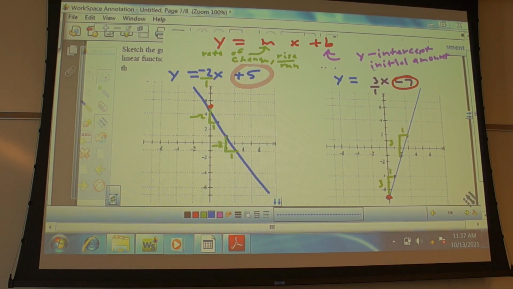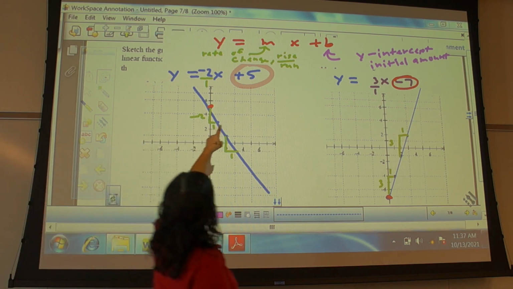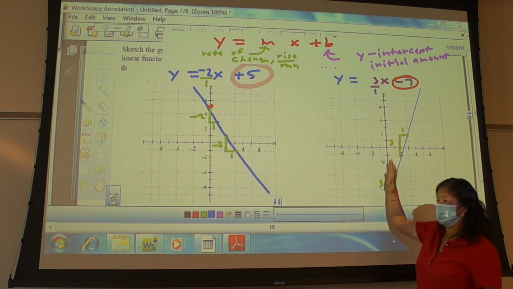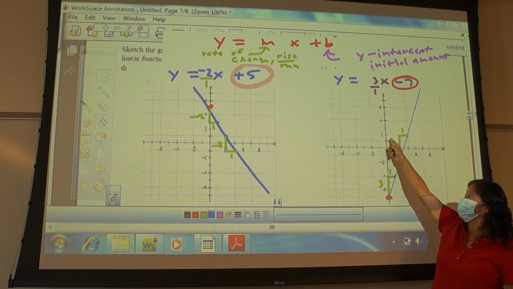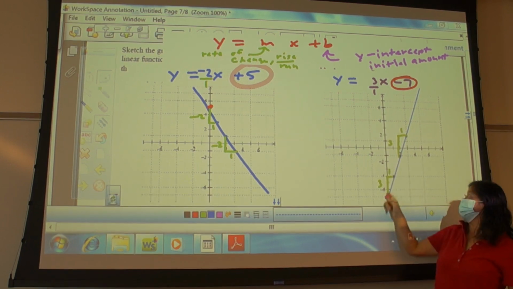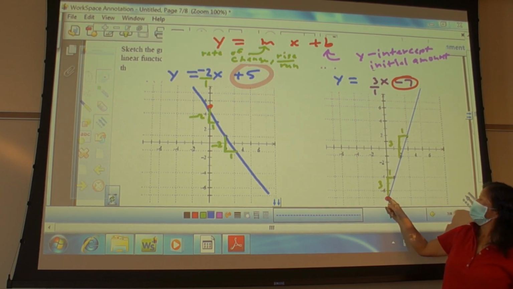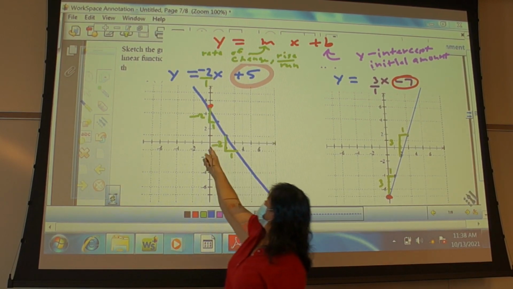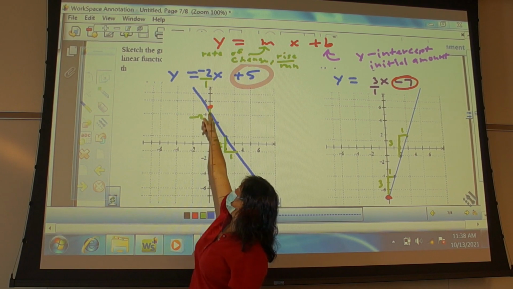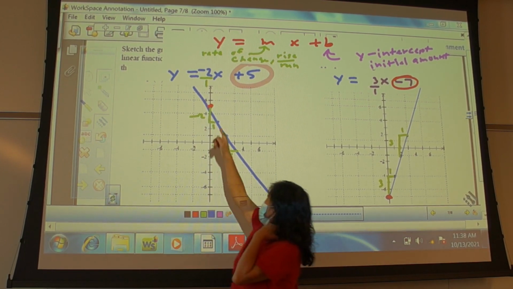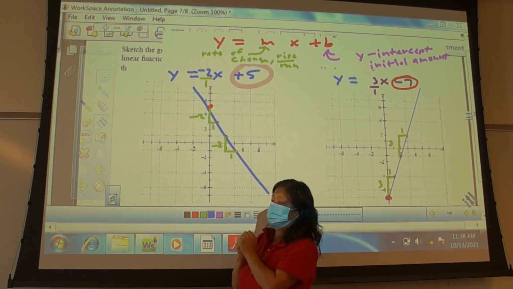To help, here's the thing. Remember this y-intercept, you always start on the y-axis. So that -7 means it's actually on this line. So you go to -7, that's where you start. +5, on the y-axis, on this line, that's where you start. Then from that point, you look and see what your rise or run is.